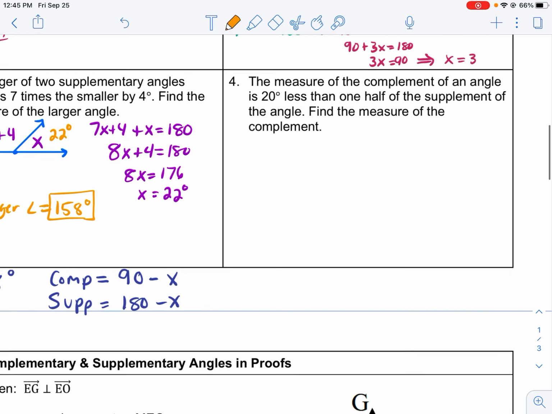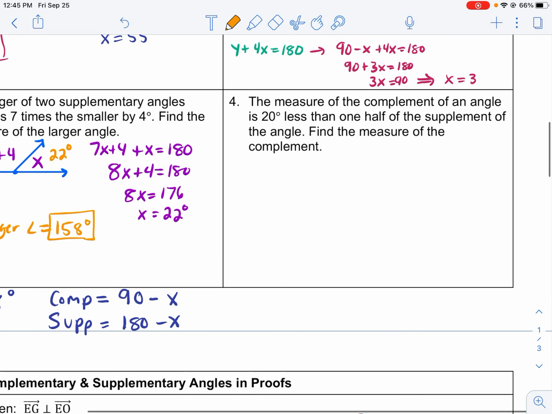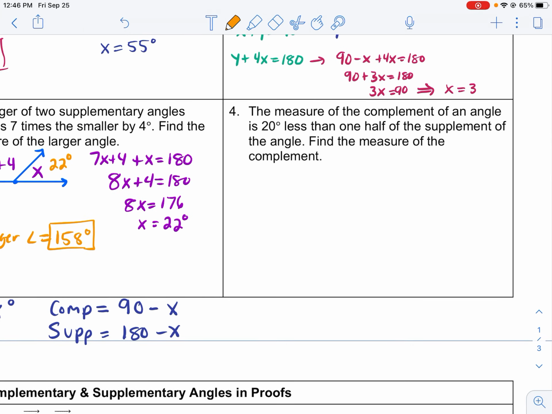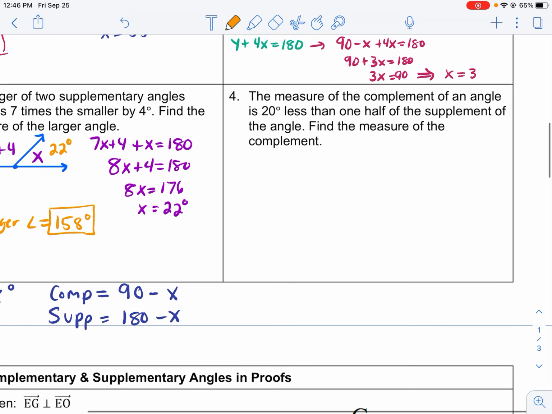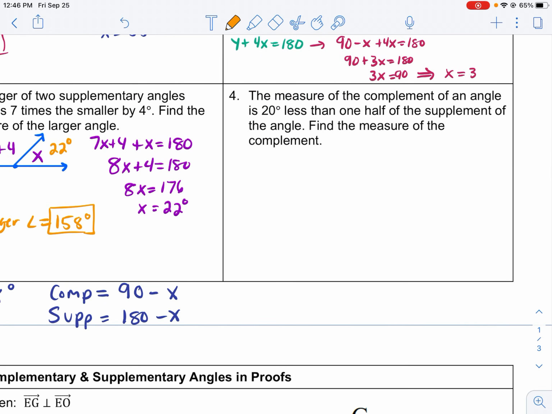Okay, so then let's look at example 4. This is where things start to get a little more complicated. Example 4 says the measure of the complement of an angle is 20 less than 1/2 the supplement of the angle. That's a lot. Measure of the complement of the angle. Let's say so far, I don't really know what that is going to be, but whatever measure that is, or if I want to use variables, the complement is, remember that "is" represents our equal sign. So the complement is going to equal 20 less than 1/2 of the supplement.